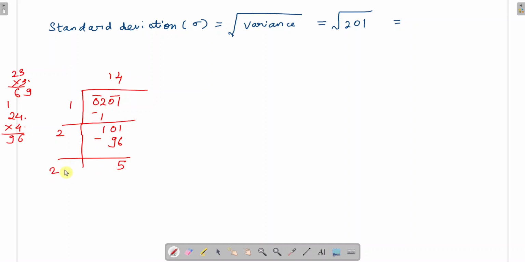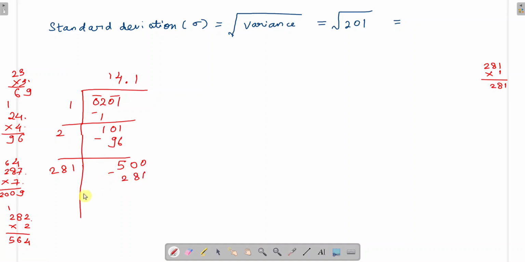We have to double this 14, 28. Now we have to take 2 zeros extra, so 281 times 1, it is 281, right? So just we have to subtract this, 1 borrowed, 9 remains. Okay, so here 4. So 9, 1 and 2, 290, right? So we have to double this, it is 282, right? 282.